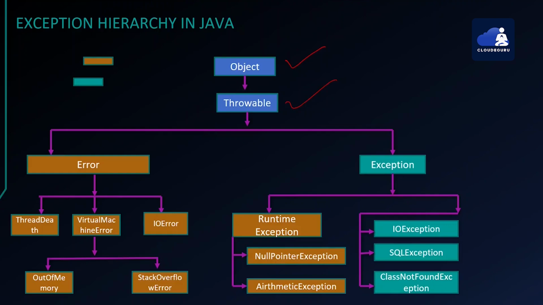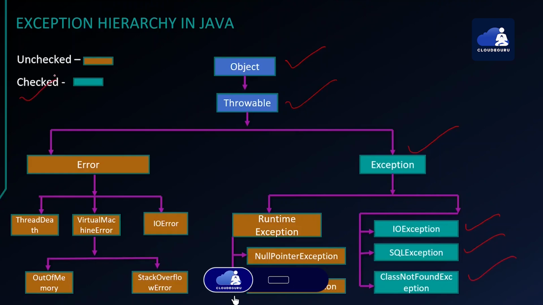Now under Throwable, there is one class called Exception. Directly under Exception, we have IOException, SQLException, ClassNotFoundException, and these exceptions are called checked exceptions. You'll understand what checked exceptions and unchecked exceptions are in the coming lectures. But you need to remember that these checked exceptions like IOException, SQLException, ClassNotFoundException, FileNotFoundException, come directly under the Exception class.